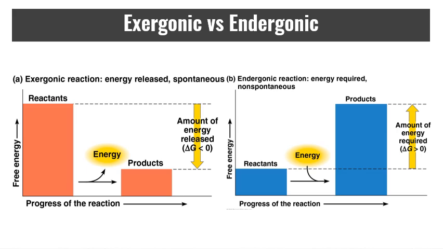But if you're looking at an endergonic reaction, energy must go into the system. That energy has to come from somewhere. So energy is required for an endergonic reaction. The delta G is going to be a positive number because the products are storing more energy than the reactants had, so it's going to be a non-spontaneous reaction.